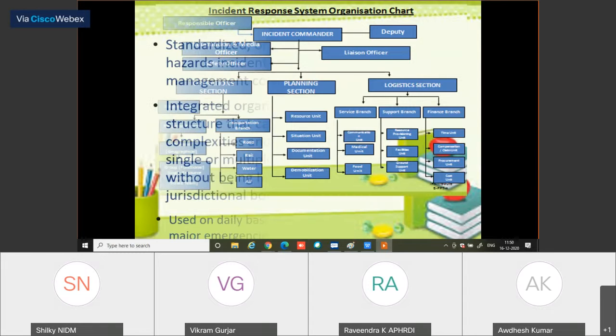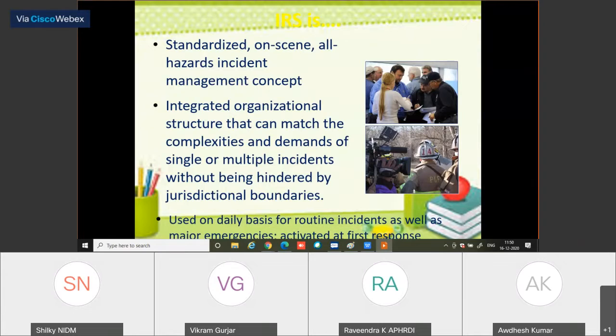Under that, in the smaller chart, under command we have only single resources. We can have single operations, a single planning section and logistics sections. We don't require that much bifurcation in small incident response charts.